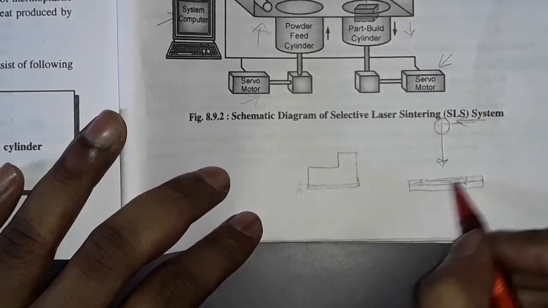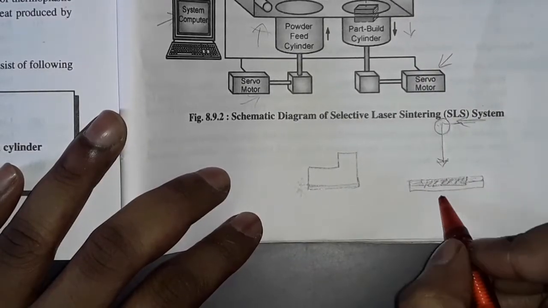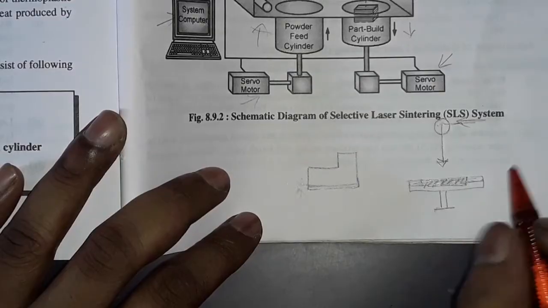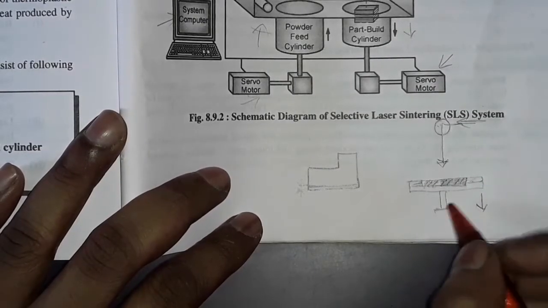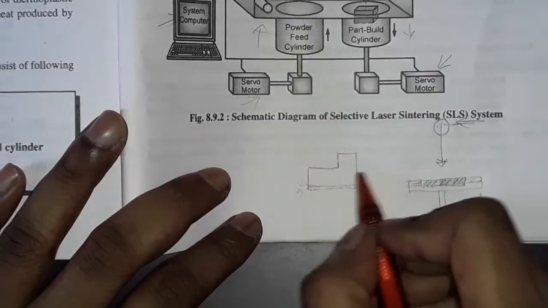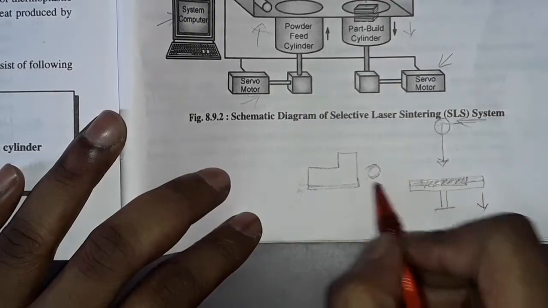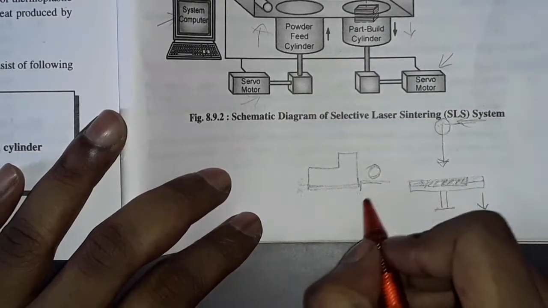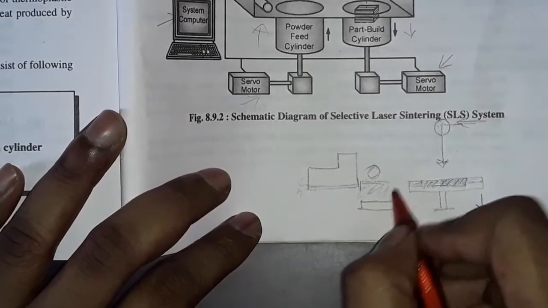Suppose this is our sintered part. Then after sintering this part, one layer thickness, the part build platform goes down like this. And after that friends, the roller mechanism, suppose this is our roller and this is our powder bed. Sorry, this is our powder bed, and above this there is powder.